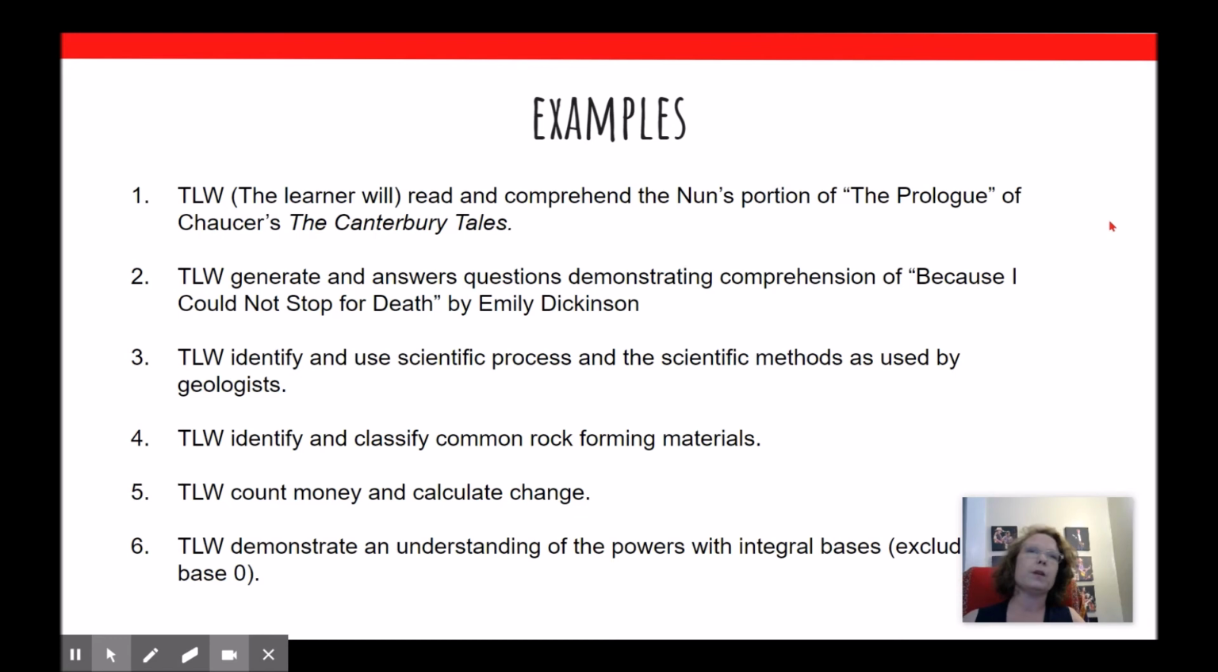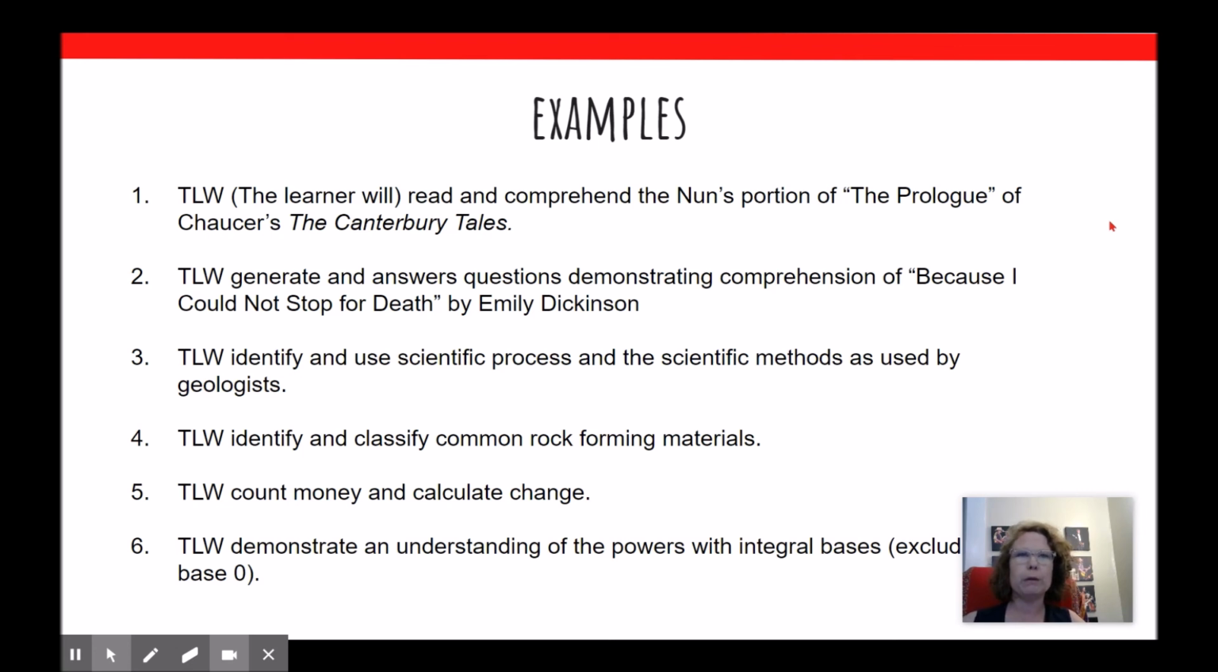So here's some examples. The learner will, TLW, read and comprehend the nun's portion of the prologue of Chaucer's Canterbury Tales. So you can actually develop an assessment where you're measuring if students actually comprehend, and if they comprehend, then they read the text. So that's a demonstration of reading, and then your assessment measures their actual comprehension, and then you'll have a cutoff score. Say a C, the lowest C, that they have to demonstrate. They have to get so many questions correct or get so much of the narrative correct to demonstrate that they did read and comprehend the nun's portion of the prologue of Canterbury Tales.